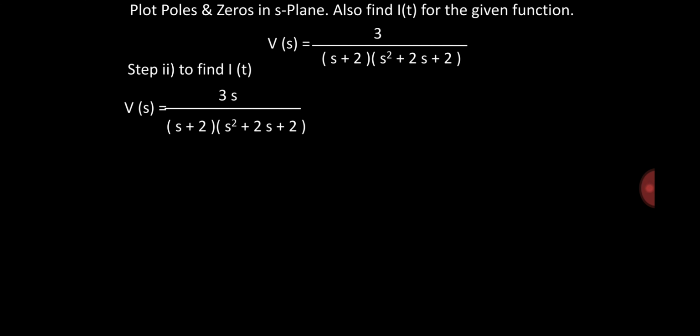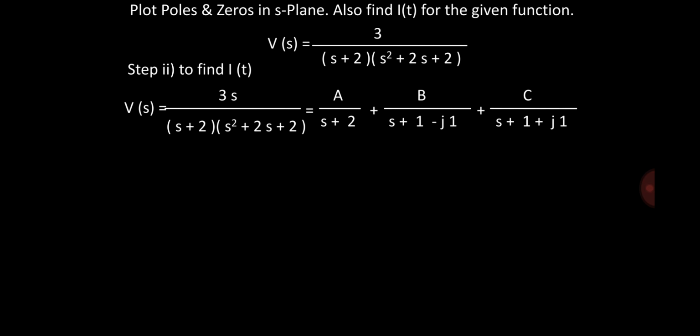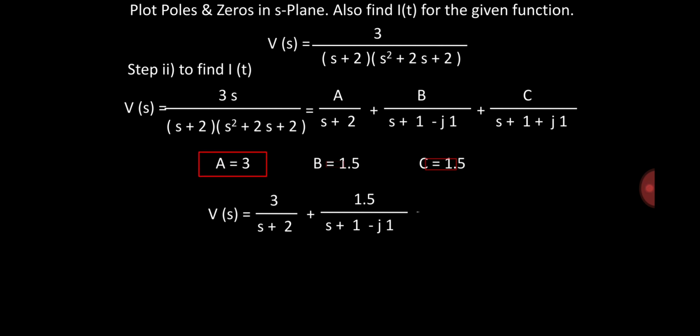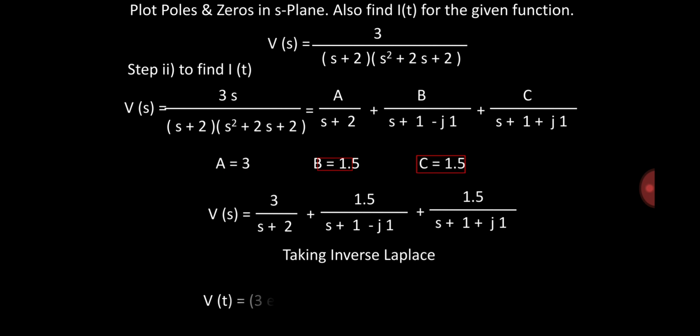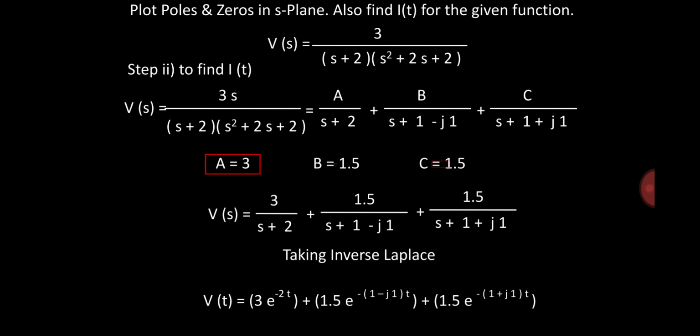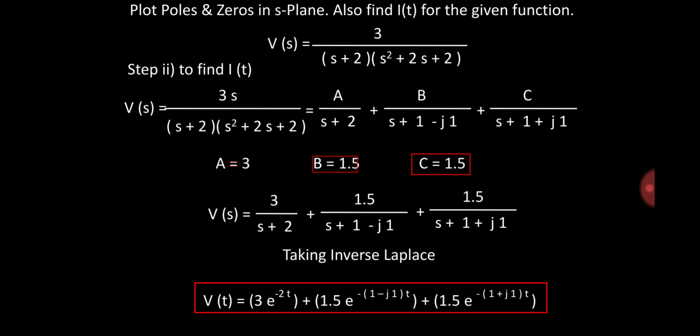So finally we will put these values in the main equation. Our main equation is A upon S plus 2 plus B upon S plus 1 minus j1 plus C upon S plus 1 plus j1. So we will put the values of A, B and C. So V of S comes to be 3 upon S plus 2 plus 1.5 upon S plus 1 minus j1 plus 1.5 upon S plus 1 plus j1. Now taking the inverse Laplace transformation, V of t is equal to 3 e to the power minus 2t plus 1.5 e to the power (minus 1 minus j1)t plus 1.5 e to the power (minus 1 plus j1)t. Okay, so we got the value of V of t.